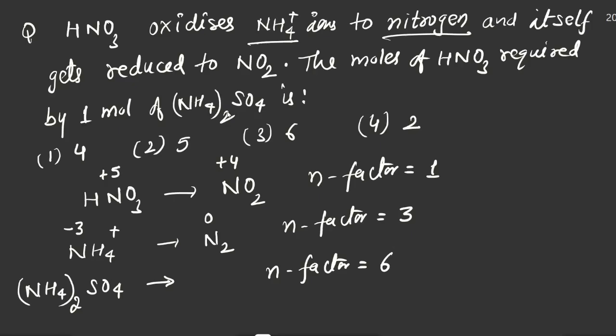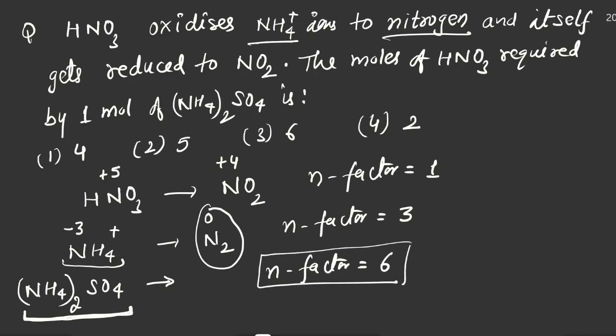Beta, you don't have to balance, because in NH4 plus we have only one N. The N factor of N2 in this case is 6, but the N factor of NH4 plus is 3, because in NH4 plus there is only one nitrogen. But when we have 1 mole of ammonium sulfate, we have 2 moles of NH4 plus. That's why the N factor comes out to be 6.